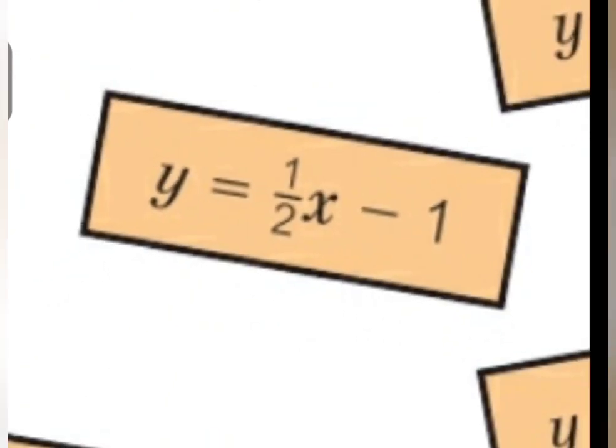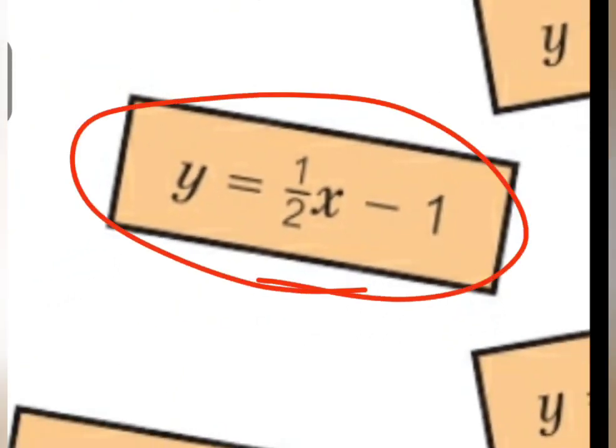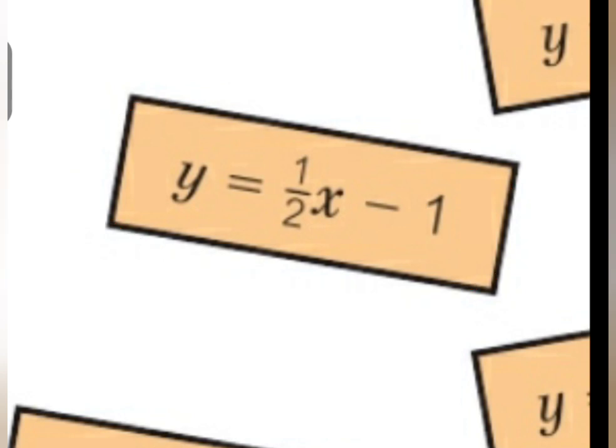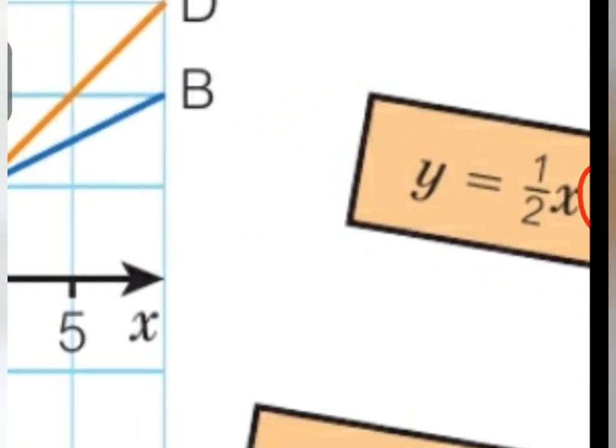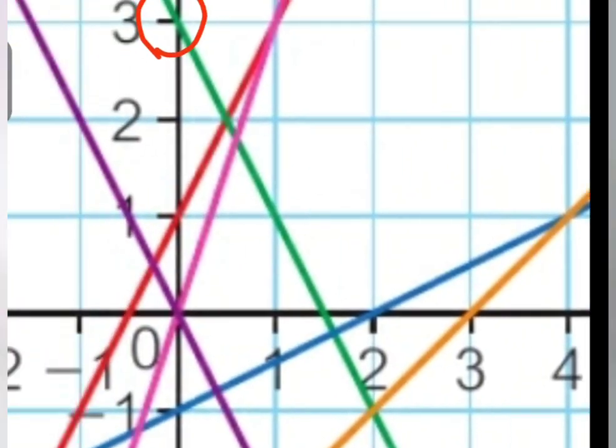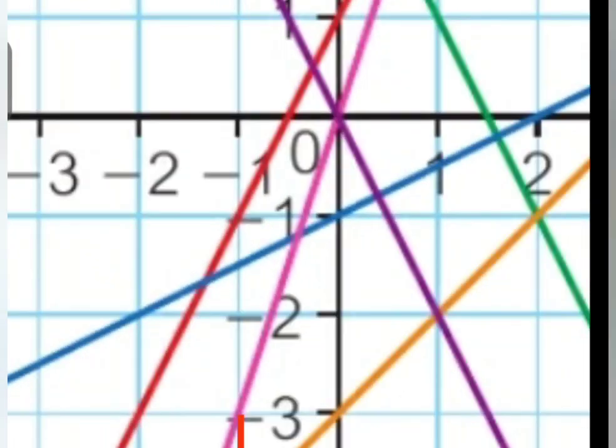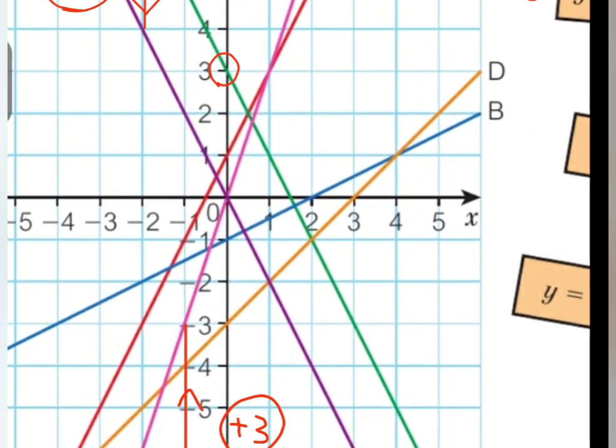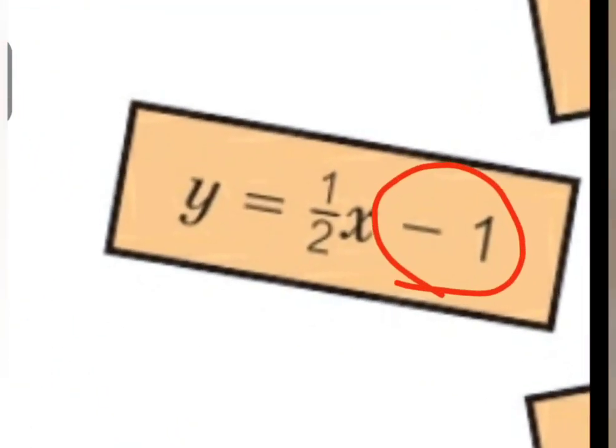Now let's take a look at this equation. What's the y-intercept here? Very good, it's negative 1. So we go and look for negative 1 on the y-axis. Negative 1 is here. And the blue line crosses this point. So the blue line is the one with this equation. So it's B. Very good. So here we write B.